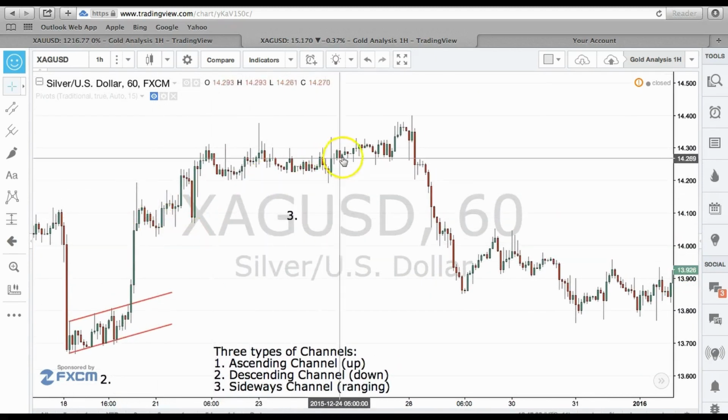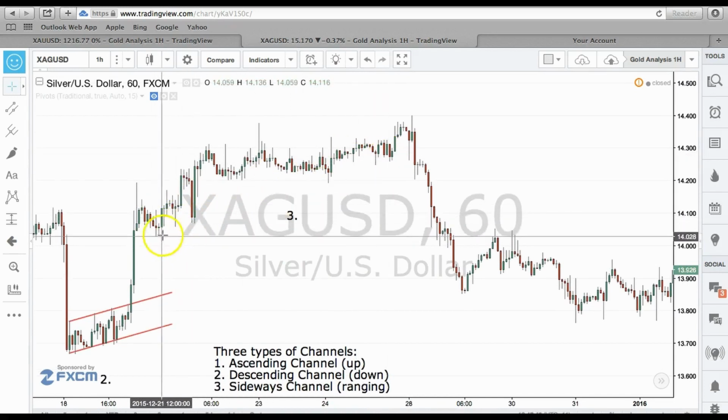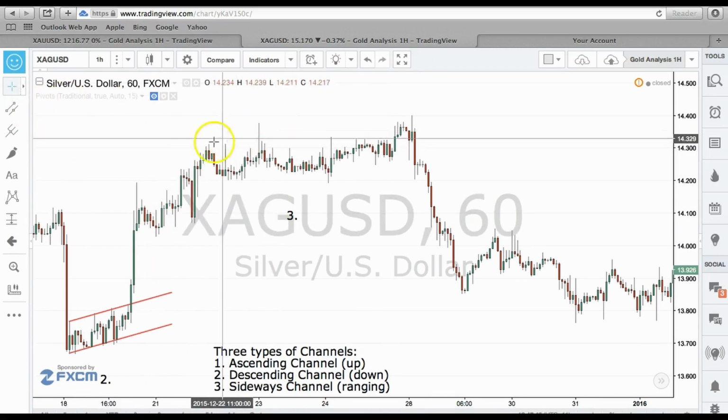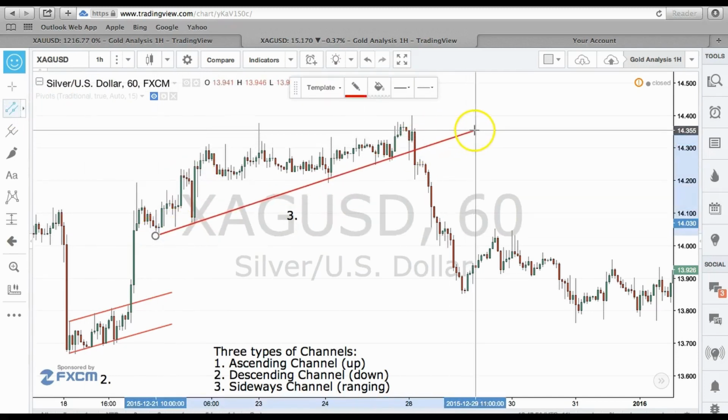Our third one would have been right here. We notice multiple wicks right here where we could create a trend line, and then at the top as well. So I'm going to go ahead and use the parallel channel tool to create it.